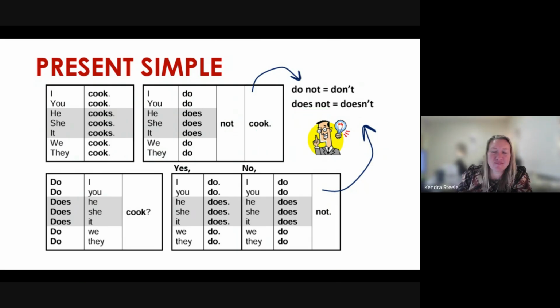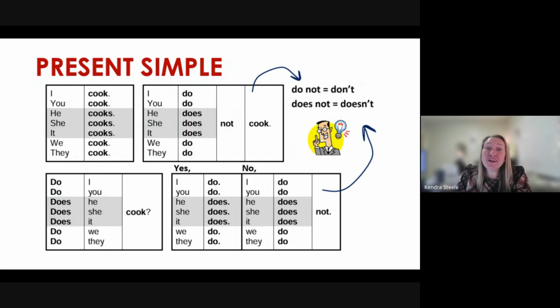Now, with asking a question in the present simple tense, you begin with do and does. Do I cook? Do you cook? Do we cook? Do they cook? And we would use does for he, she, it. Does he cook? Does she cook? Does it cook?